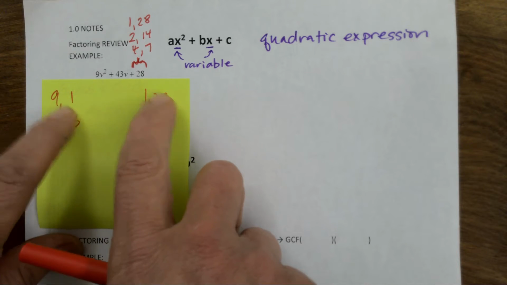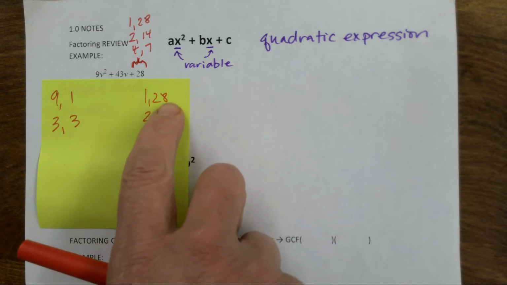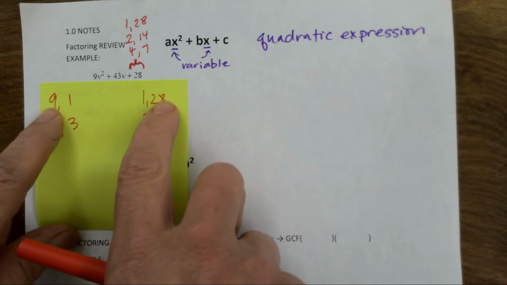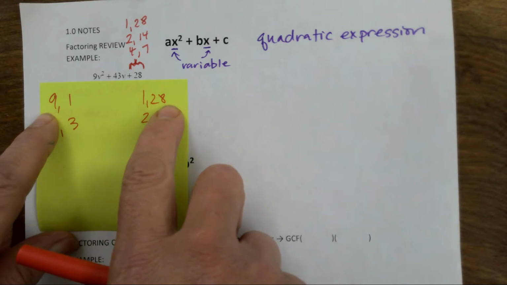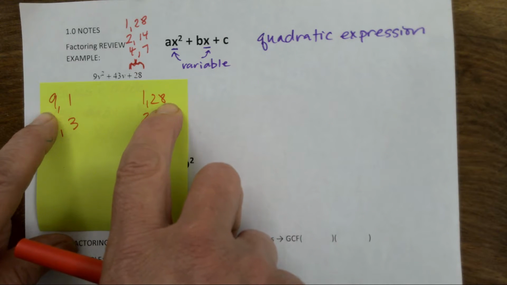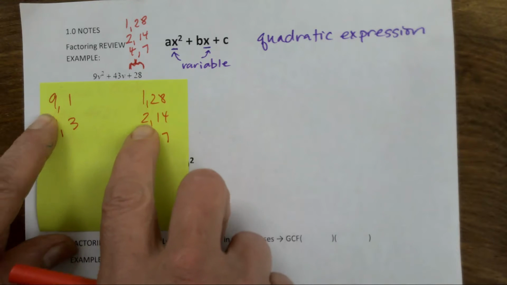Is 9 minus 28 43? No. So that's not going to work. Then I'll do 28 and 9 and 1 and 1. Well, 28 and 9 is way too big, so I already know I can skip that one. Then I move down to the next one.